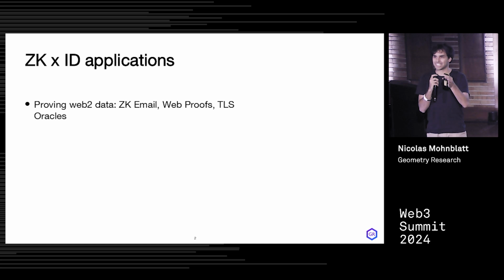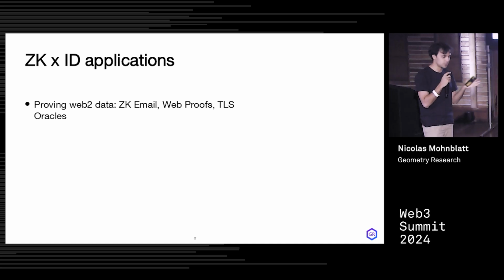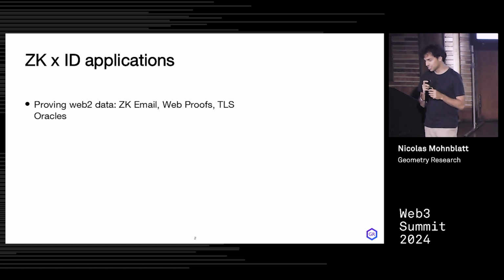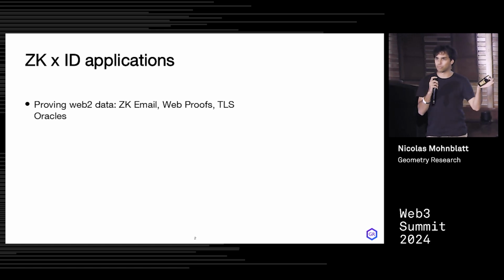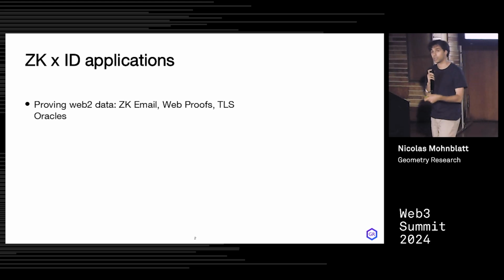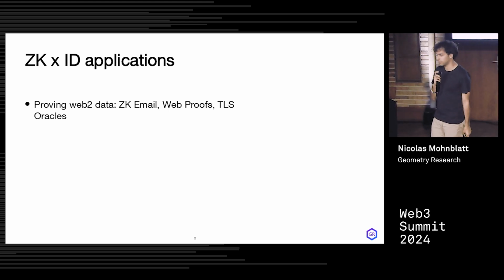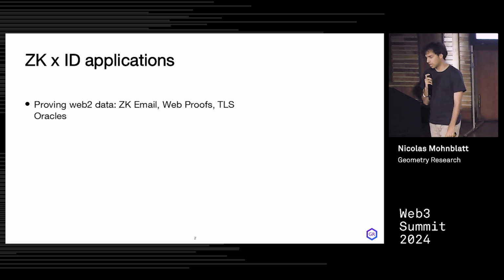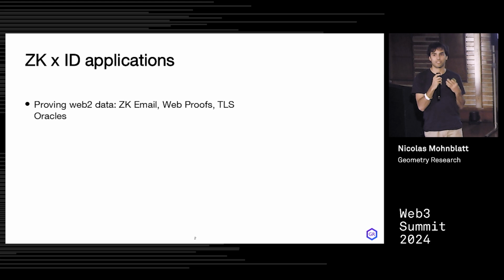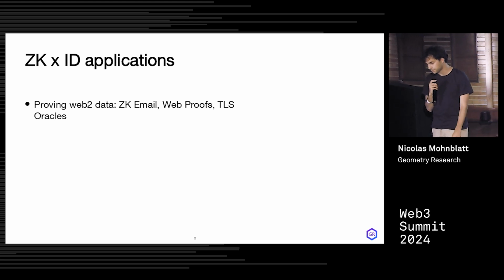Anna, you talked about identity protocols, Web2 to Web3, and these are all the sort of applications I want to talk about today. So proving Web2 data, this Web2 to Web3 arrow that Anna had, we have great things like zkEmail, where you can prove in zero knowledge that you've received an email from a specific domain. Web proofs and TLS oracles, which are proofs that you have engaged in a TLS session with a specific server and that some content was exchanged.